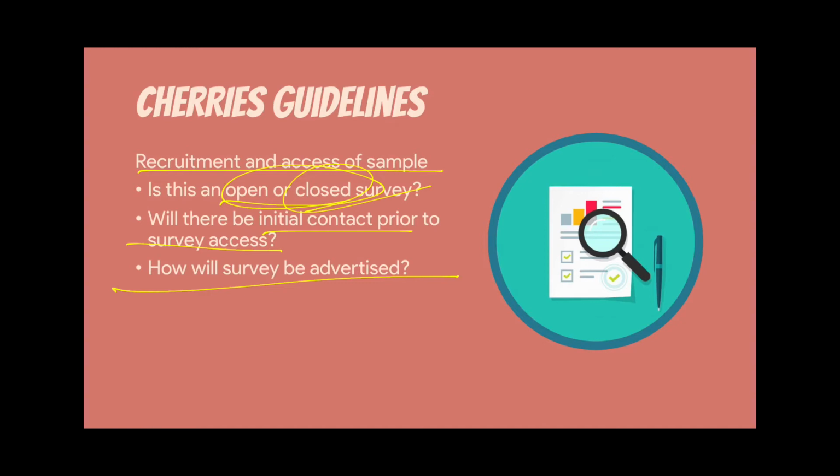Some people will do QR codes, so it's going to be easier for them to access the link. Some, for example in my case, I post it on a page, and then I provide money to Facebook to advertise it, to boost the post, so that more people are going to see it if it's an open survey.